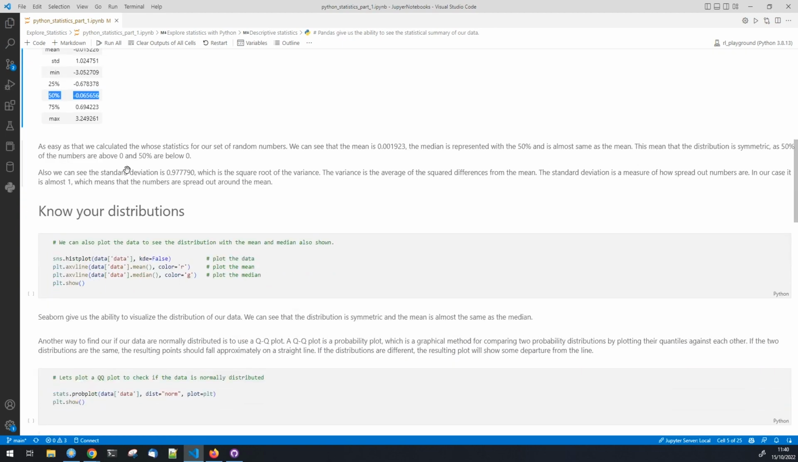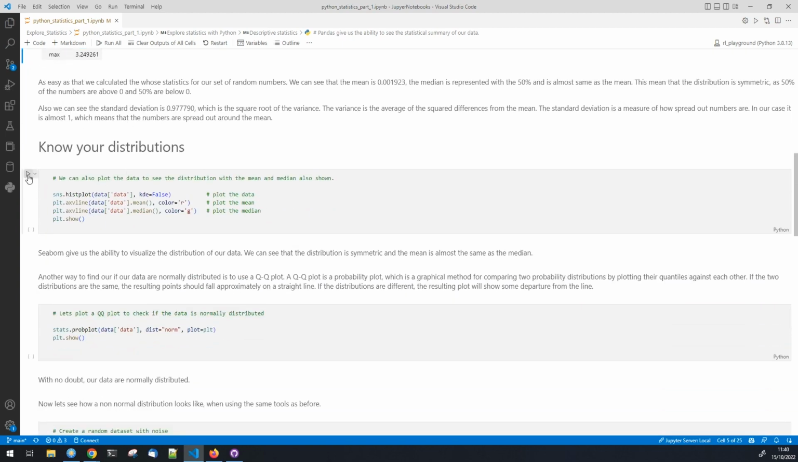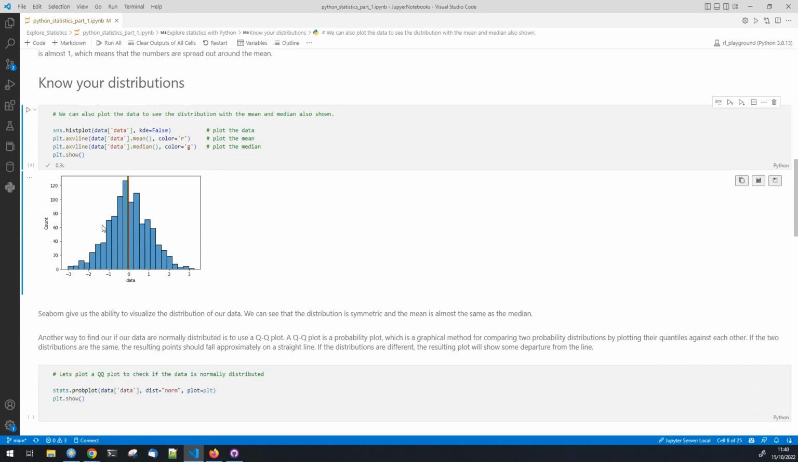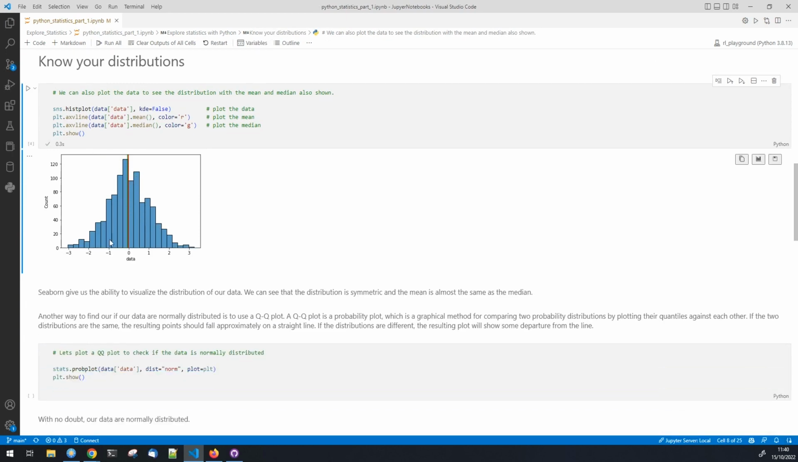Another powerful way to see the distribution of the data is to use a histogram. A histogram is a plot that shows the frequency of the data. The x-axis is the range of the data, and the y-axis is the frequency of the data in that range. As we can see, our data looks symmetrical, and the mean and the median are very close to each other, as we implied before.